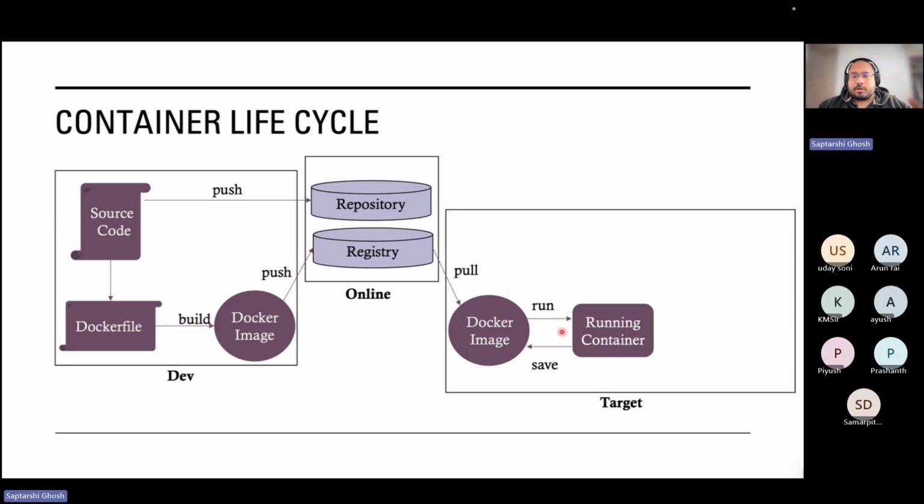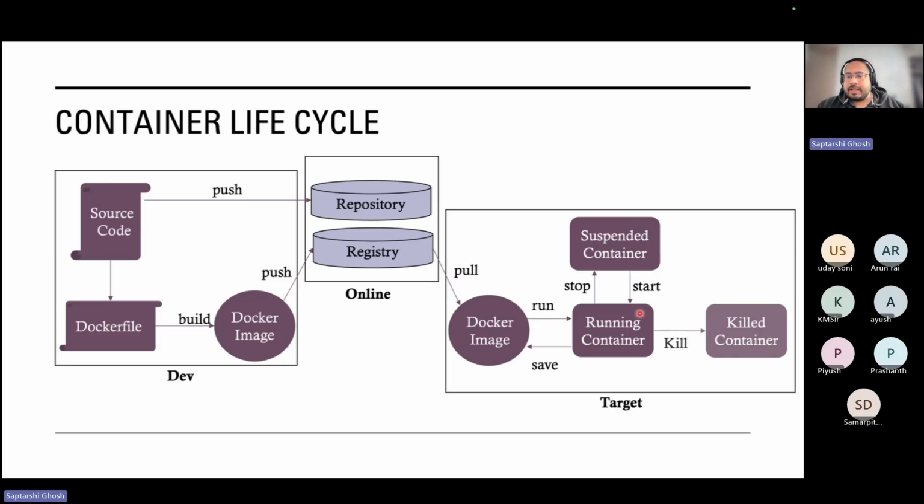If you want to stop the container, then you stop it and it becomes something called a suspended container. If you want to restart it, it restarts or resumes from its suspended state. A suspended container lives in swap memory, so it is not an active application, but it is not killed either. If you want to kill it, only then is it removed from the memory. This is the life cycle of a container.